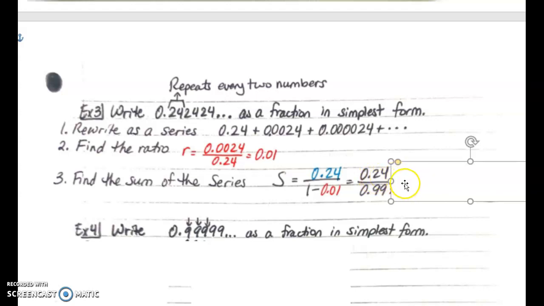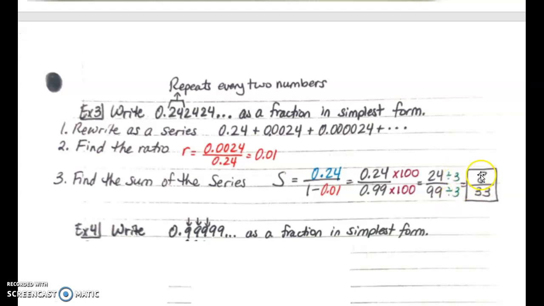Each of these has two decimal places, which means if I multiply them each by 100, I will be able to move those decimals over. And so I get 24 over 99. And then the goal is, since it's simplest form, to simplify that as much as possible. They're each divisible by 3. And so by dividing top and bottom by 3, I get 8 over 33. If you want to double check it, go ahead, put 8 over 33 in a calculator, and you'll see that you get 0.242424242424.